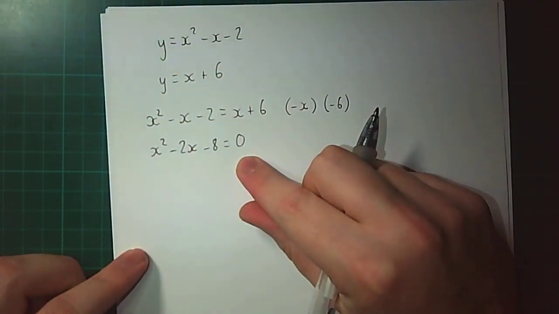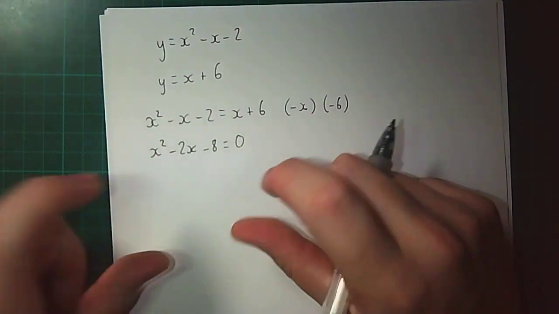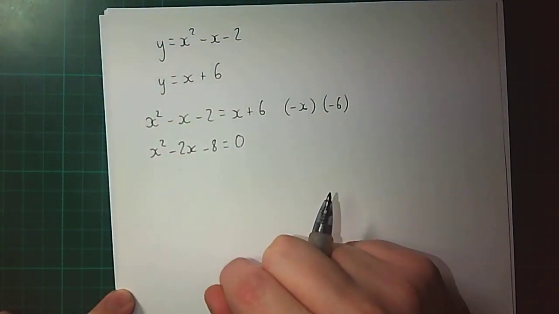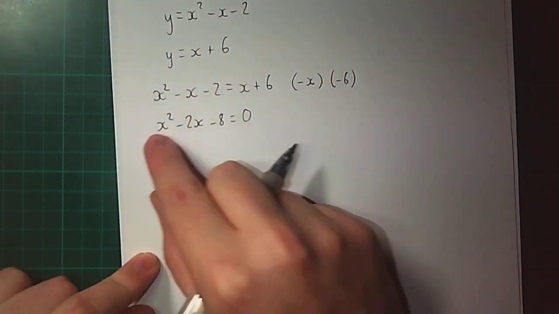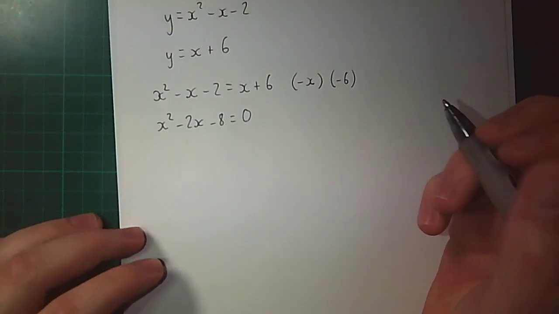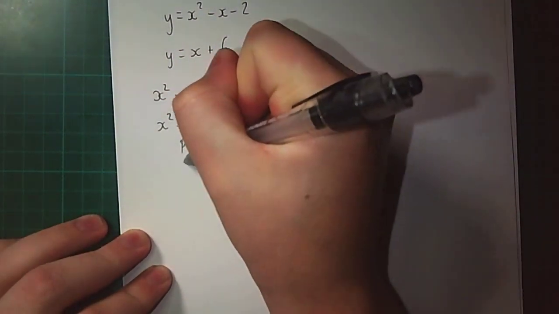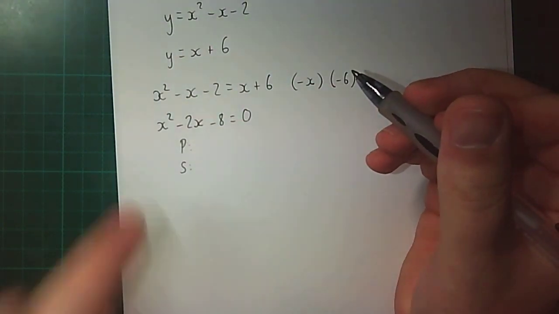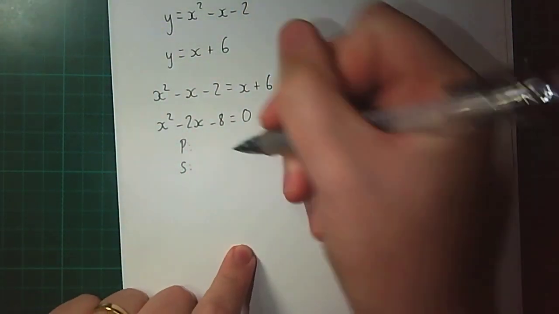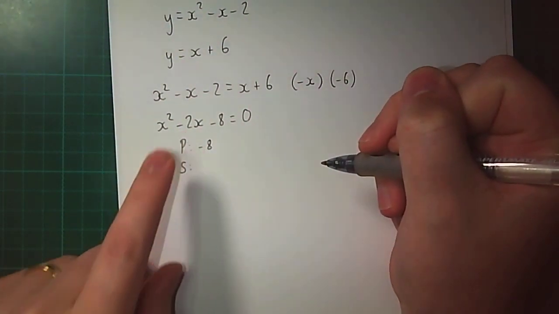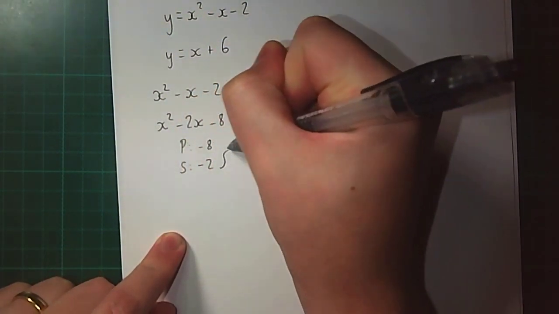Now that it's equal to 0, we can factorize this, so we can have two lots of factors that, when multiplied, will equal 0. There are lots of different ways, but the one that seems to be the easiest is the product sum method. Product meaning times, sum meaning addition. The product of two numbers needs to equal negative 8, and the sum of those same two numbers needs to equal negative 2.